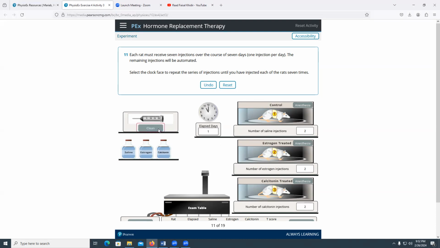Then we'll do another 24 hours. That's my second day, then a third day. I've got to do this for 7 days. So that's the third day. I did my saline, cleaned it. Then 1 milliliter of estrogen, then clean it. Then another milliliter of calcitonin, give it to this rat, then clean it. That's 3 days. So now let's do the 4th day.